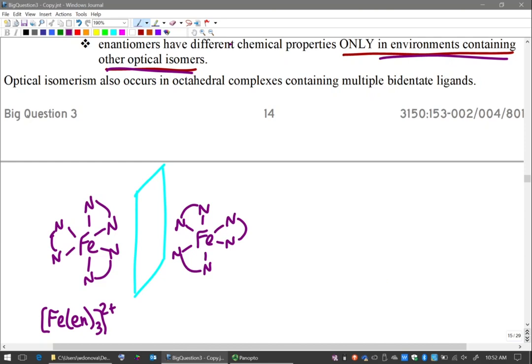This would look kind of like a 3-blade fan if you built this as a model. And its mirror image would have the opposite direction of threading, so to speak. So those are optical isomers. Those are enantiomers as well.